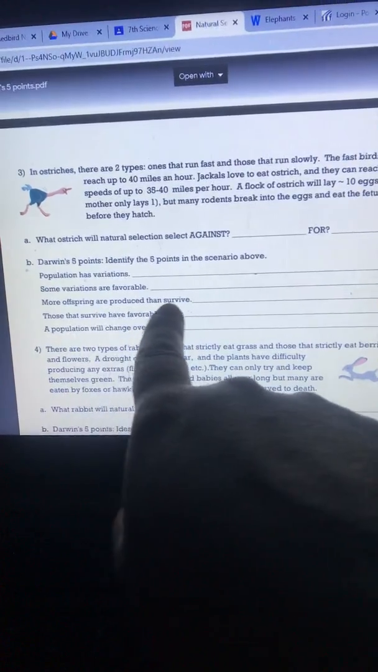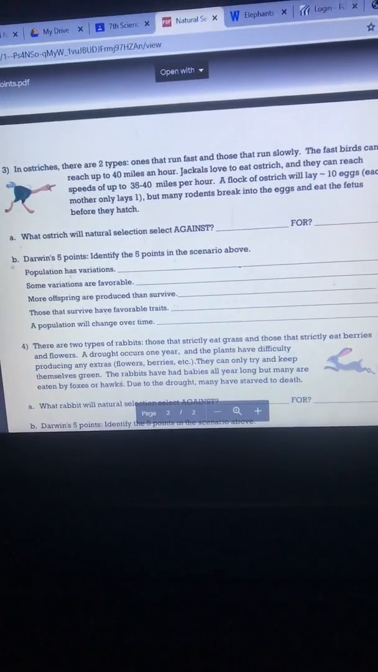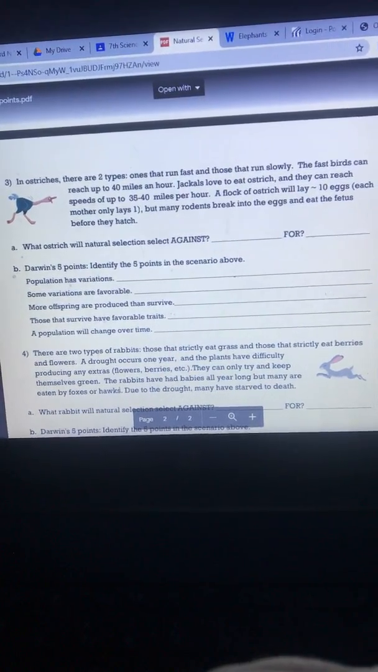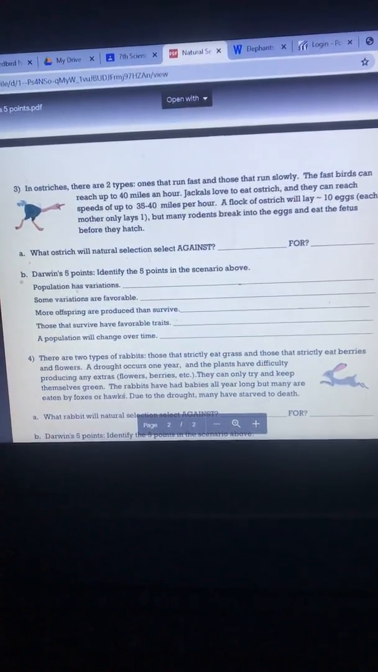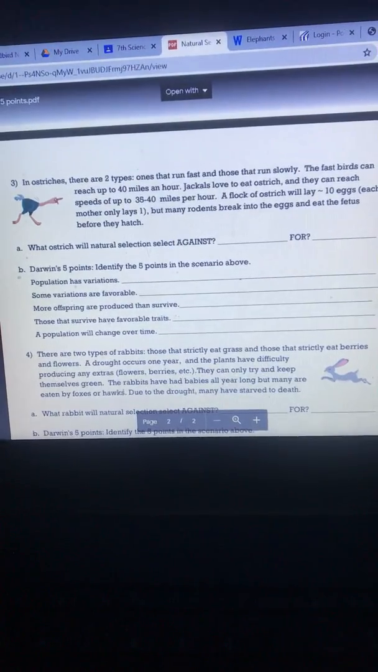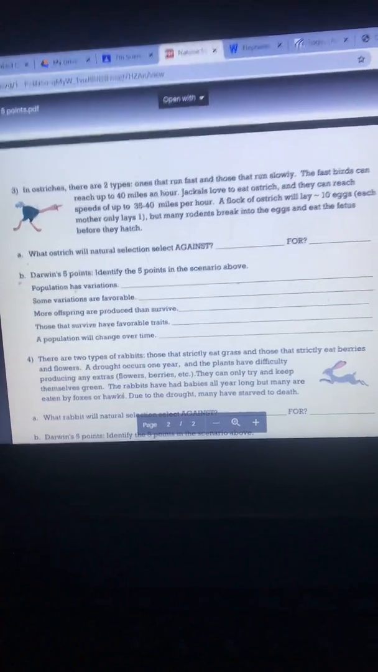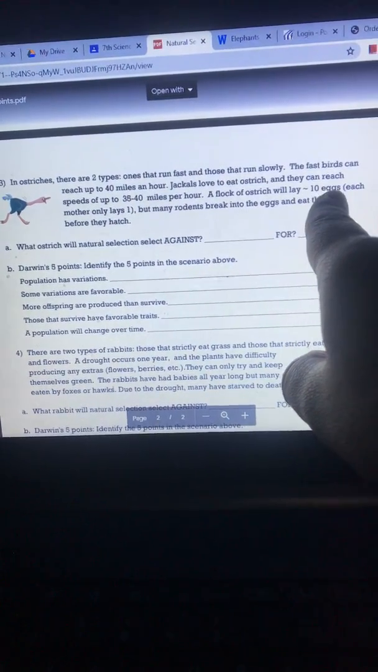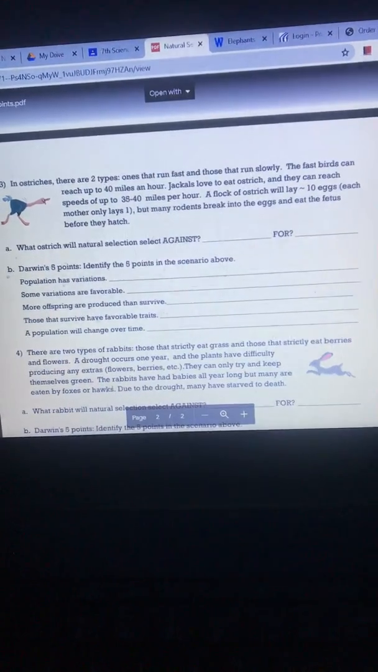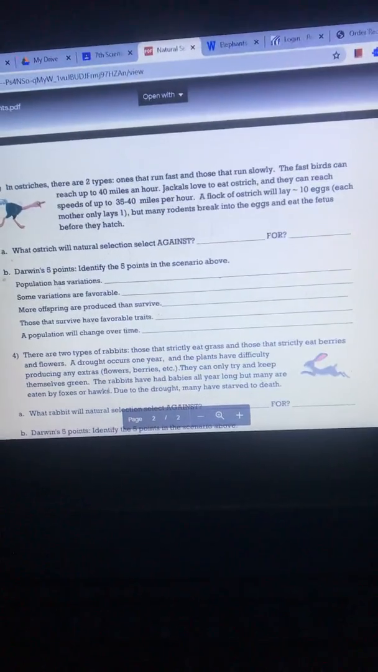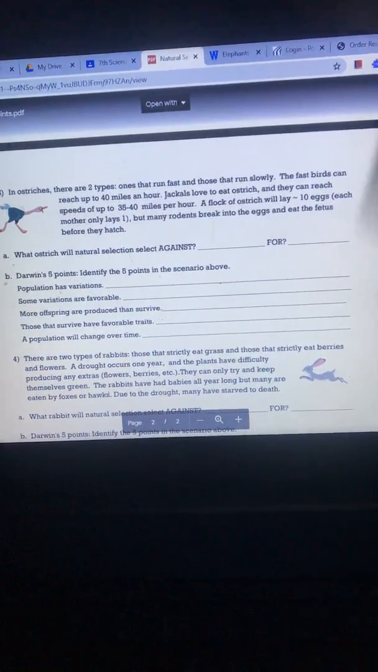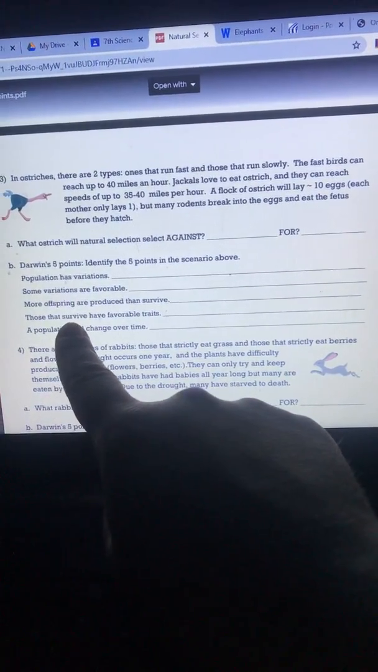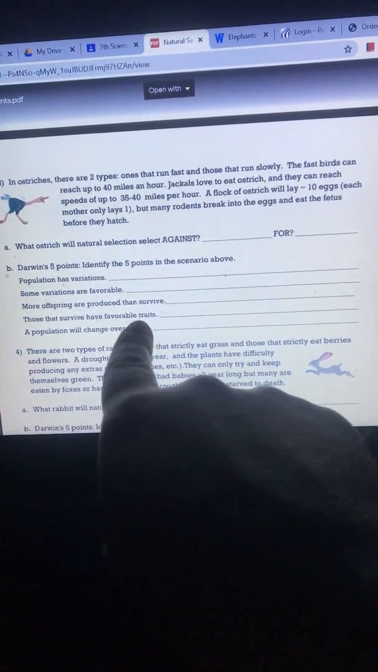More offspring are produced than survive. Okay, so they didn't tell us how many wouldn't survive, but they tell us how many they have, and then that many of them don't make it because rodents break into the eggs and eat them. So you can just write that there. And so what's the favorable trait of the survivors?